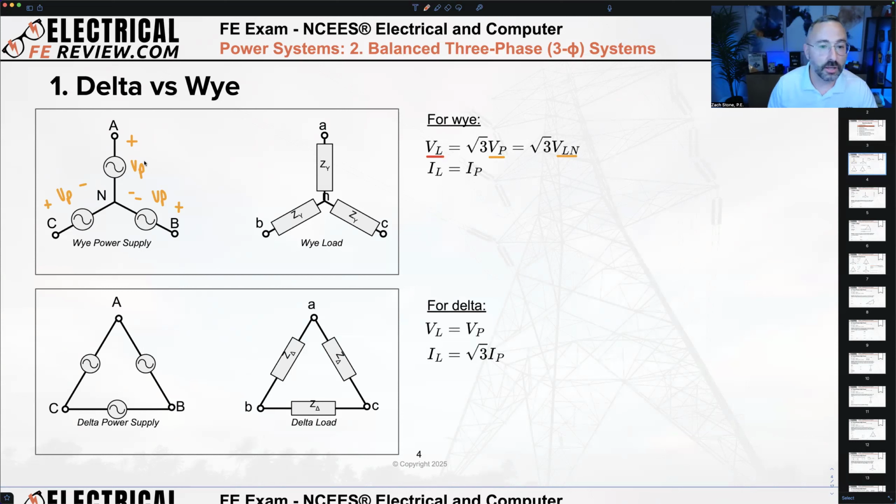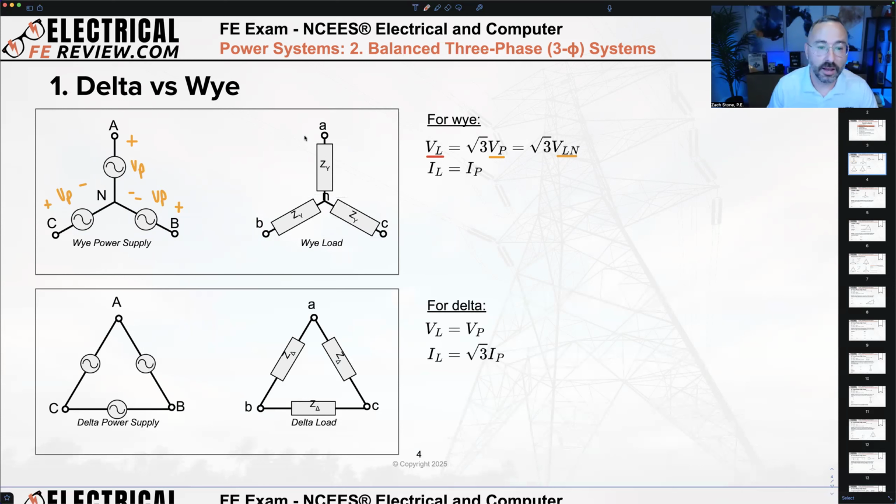So the line voltage, look, here's one phase of my Y connection on my power supply. Here's another phase. Here's another phase. If I look at the load, here's one phase of my load on A phase, one phase of my load on B phase, and one phase of my load on C phase. When we talk about line values, we're really looking at line to line connections.